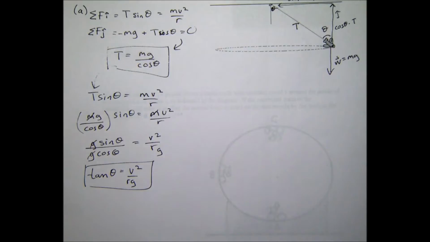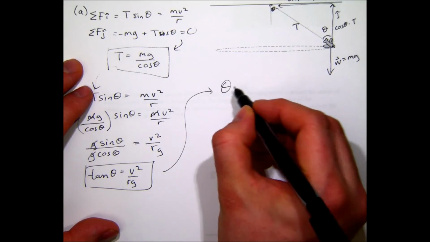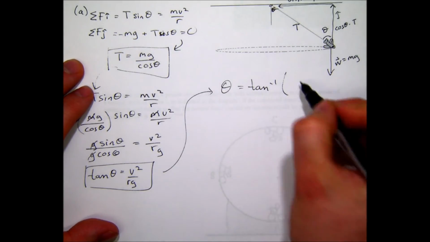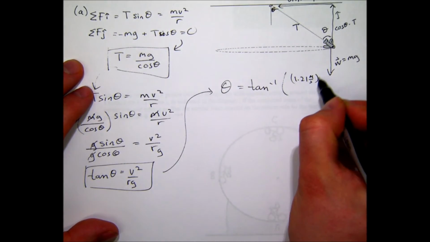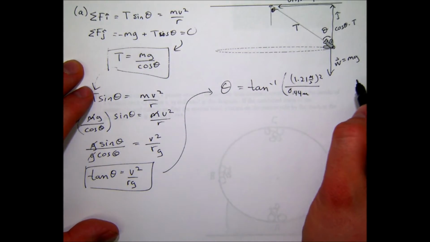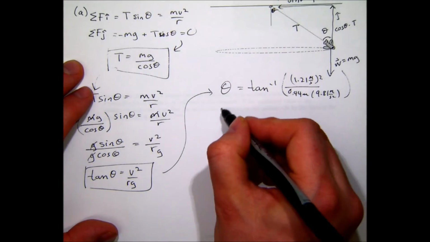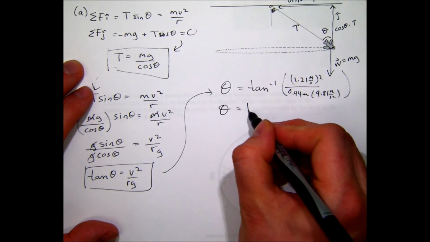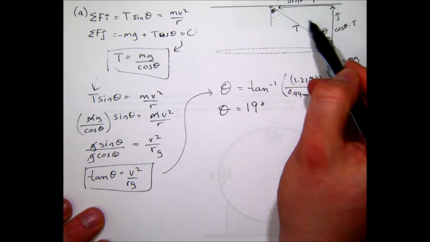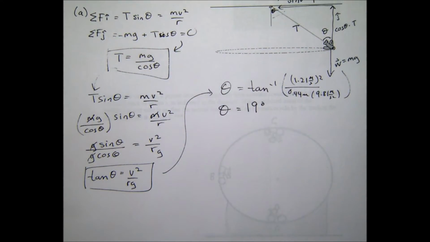But now we can go ahead and actually use it. Let's use the space up here. Theta is equal to the angle whose tangent is 1.21 meters per second squared over 0.44 meters times 9.81 meters per second squared. Theta is equal to 19 degrees. So when you get a question like this that you know you're at an angle, you can jump and use this equation. This is just sort of elaborating on where it comes from.